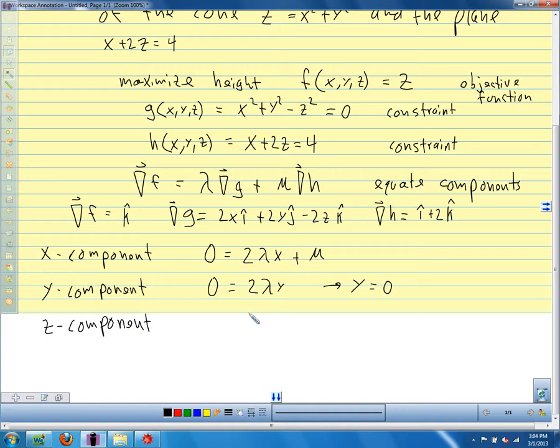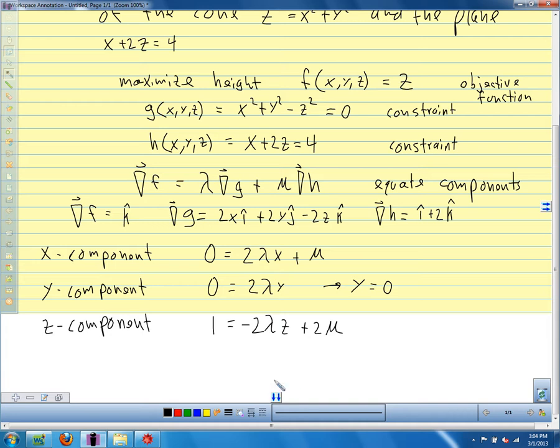And for our z component, from del f we get 1 equals minus 2 lambda z from our del g, and plus 2 mu from our del h. So that's our third equation. We already have y equals 0, so we know that we have one of our coordinates. We just need to get our other two.